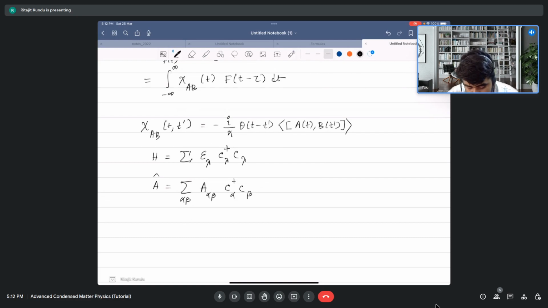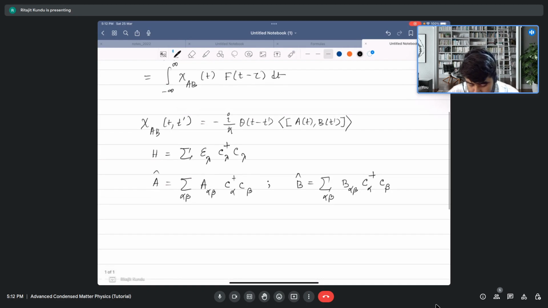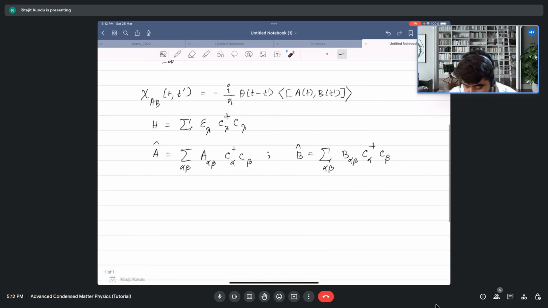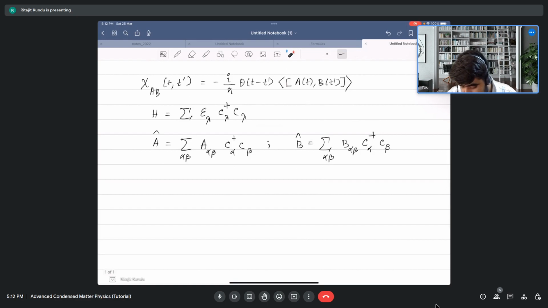Similarly, we assume that B is also a single particle operator, which also has this kind of matrix element, B alpha beta, C alpha dagger, C beta, and summation over alpha and beta. Okay, so these are all of the things that we need to calculate this chi. Now let me show you how we go about this calculation.